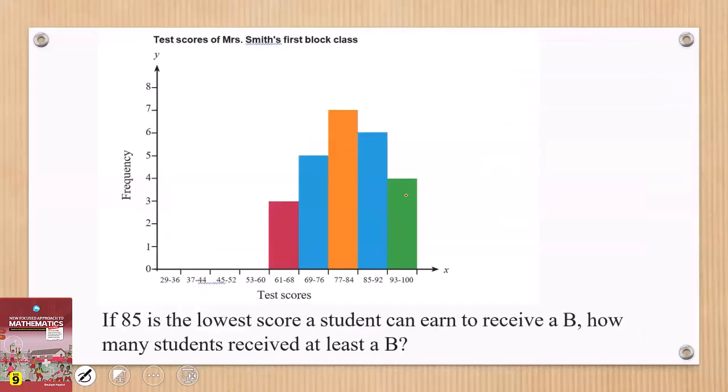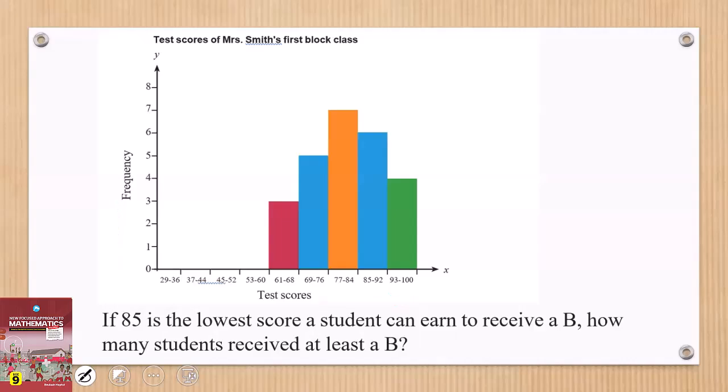This is test scores of Mrs. Smith's first block class. And we have the test scores here against the frequency. So here they said if 85 is the lowest score a student can aim to receive B, how many students receive at least B? Okay, if 85 is the lowest score for a student to receive B, how many students receive at least B?